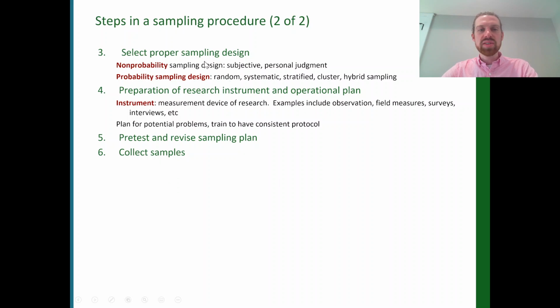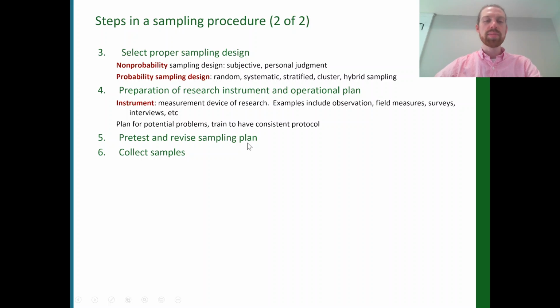We can then use a design which can be based either on a non-probability based approach or a probability based approach, and I'll explain more about that in the next slide or so. And then we need to actually prepare the research instrument. Okay, so we need to basically decide how we're going to collect that information, whether it's by observation, field measurements, surveys, interviews, etc.